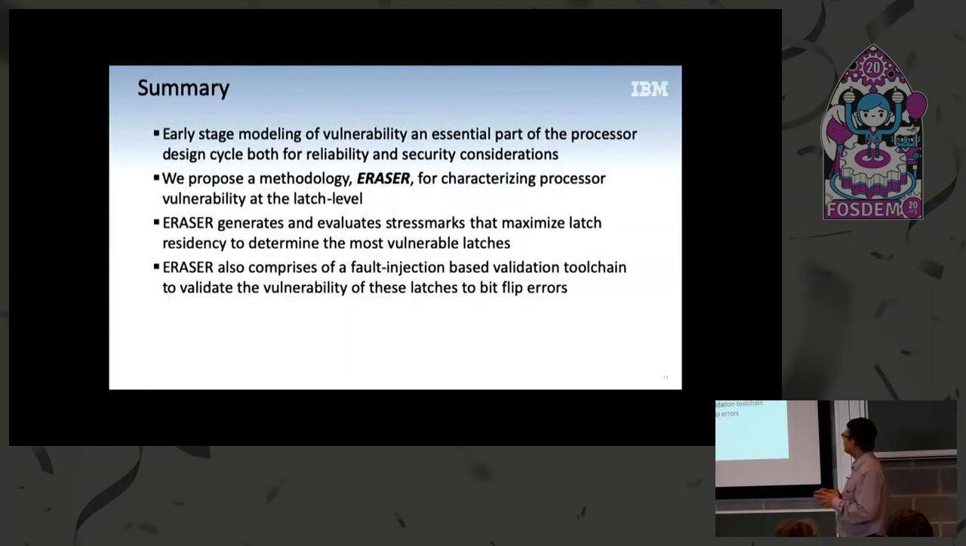So to summarize, we have this early stage modeling tool of vulnerability called ERASER, which we use for characterizing processor vulnerability at the latch level. We use it to generate and evaluate stress marks that maximize the latch residency and determine the most vulnerable latches. It also comprises a fault injection based validation toolchain.